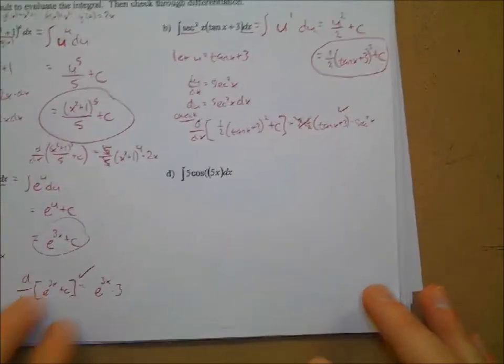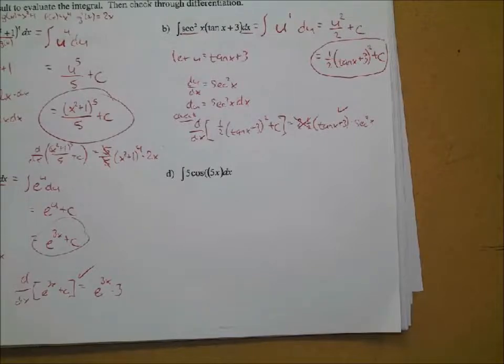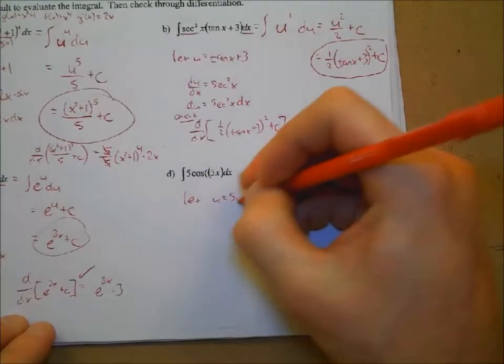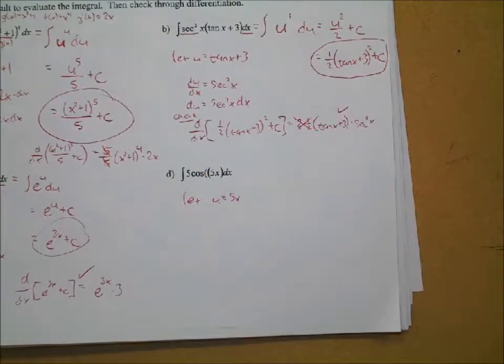Letter D here. What should we let u equal here? Let u equal 5x. Again, that 5x is a function. I know it's a very basic function, but it is a function inside the cosine. We could not integrate this before today. We don't know how to take the integral of cosine of 5x. We can only take the integral of cosine of x.